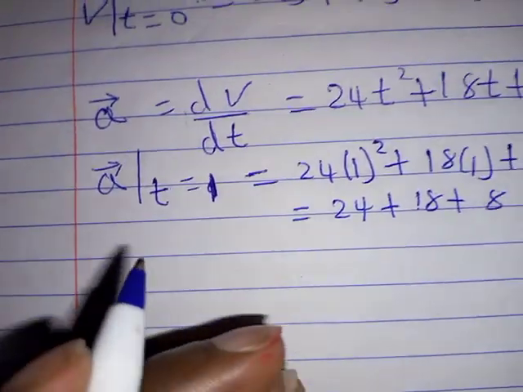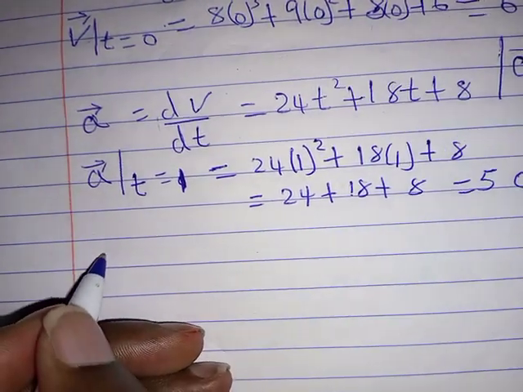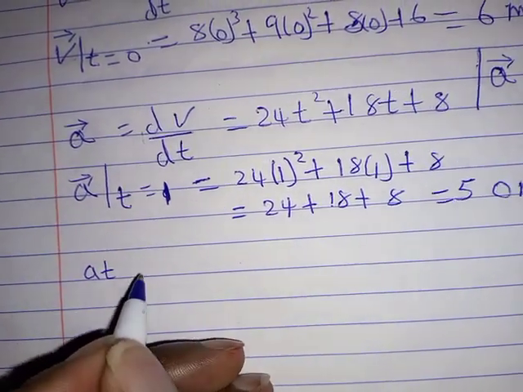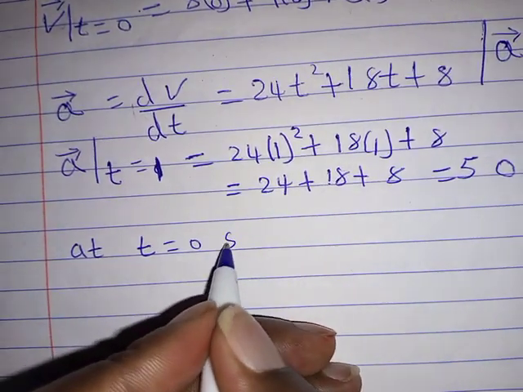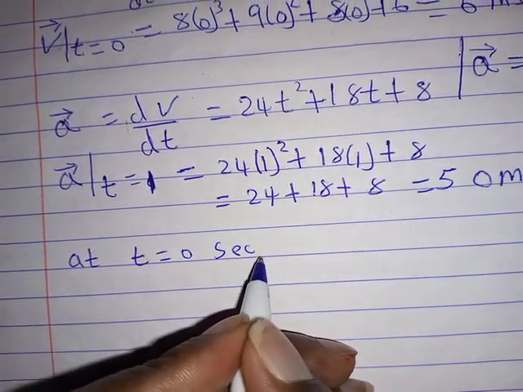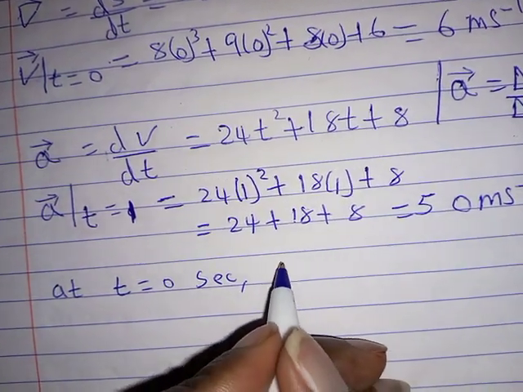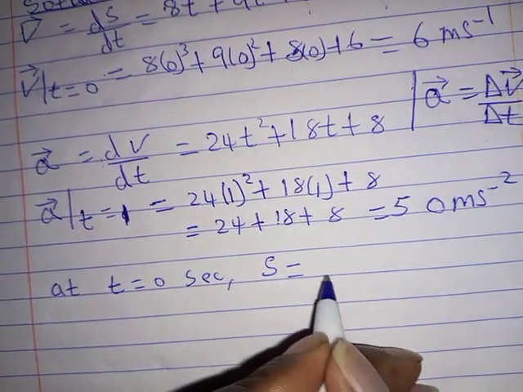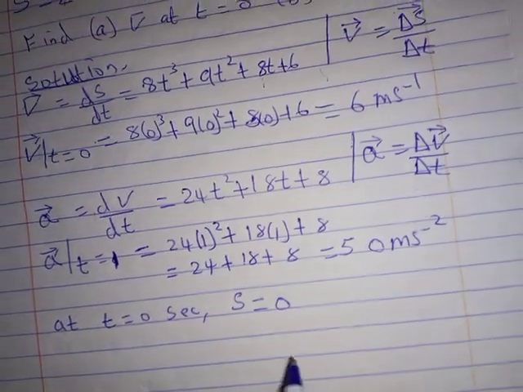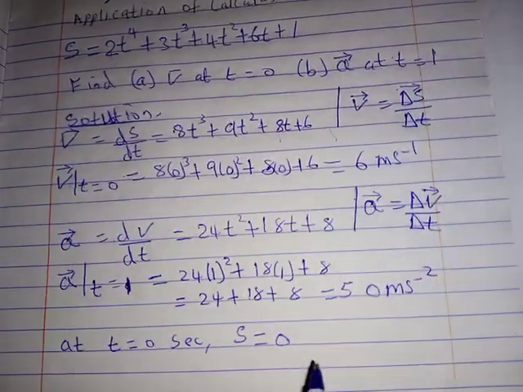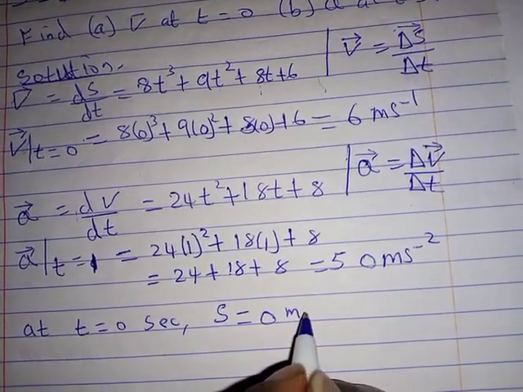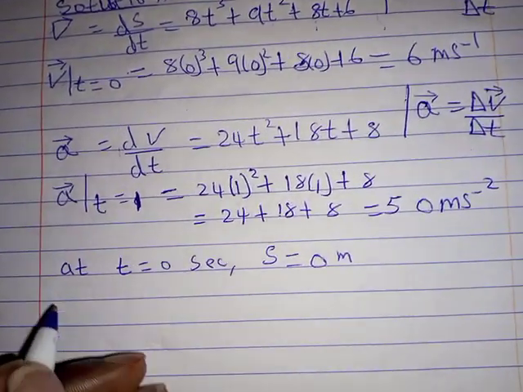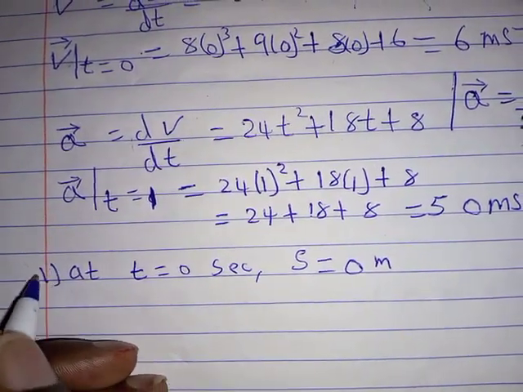So something else to note is that at t is equal to 0 seconds, this fact is important, displacement is equal to 0 meters, for a body which is moving uniformly on a straight line. These are key things to note here.